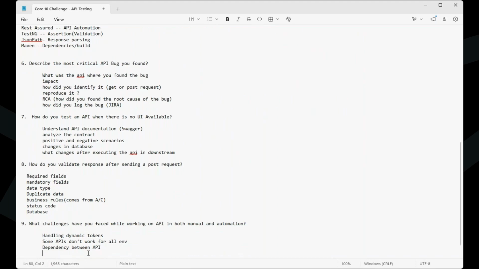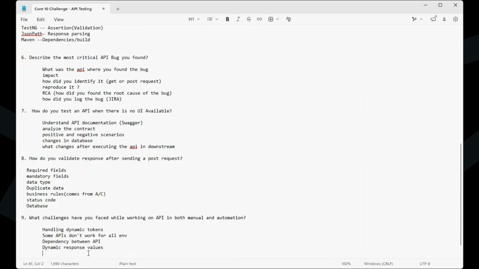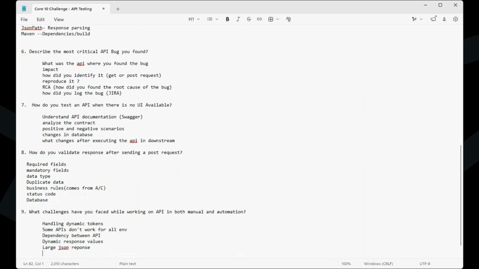The following thing you can talk about is dynamic response values. Response values are not similar in all requests. Let's say now you send a request, you see one response value. Now I send a request again, you see a different response value. So the response value will not be the same. And how about a very large JSON response? This is another challenge: extracting, parsing, and then validating from a very large JSON response. And server issues are always there, right?